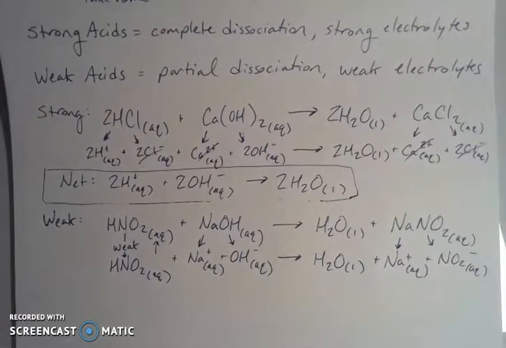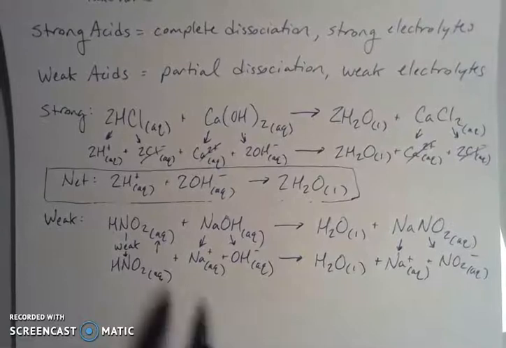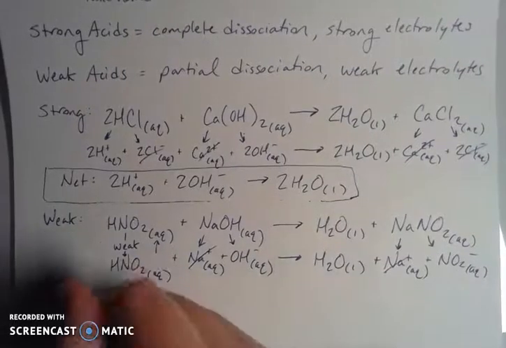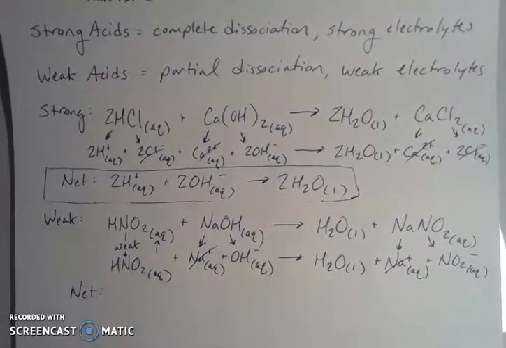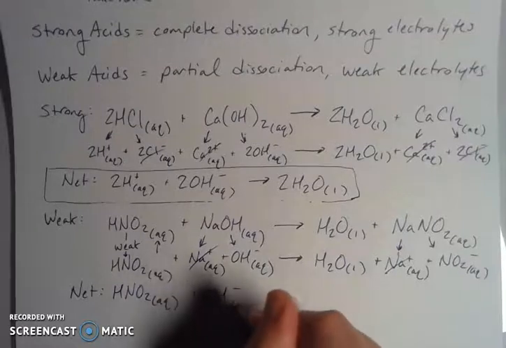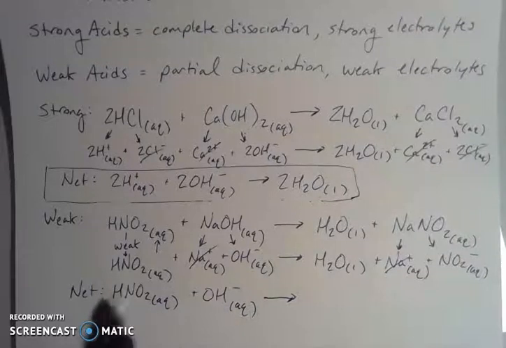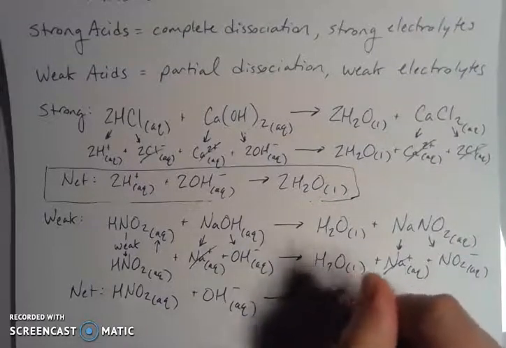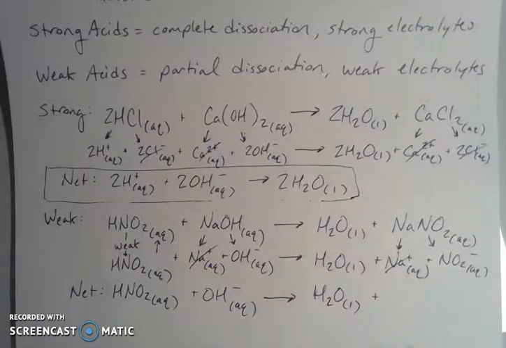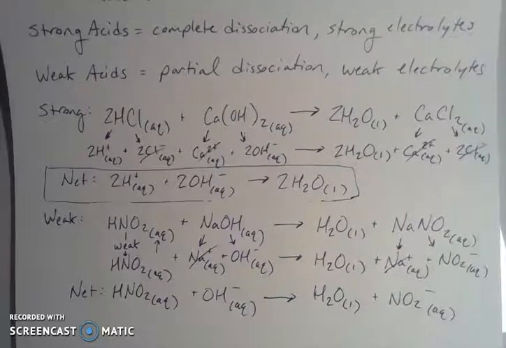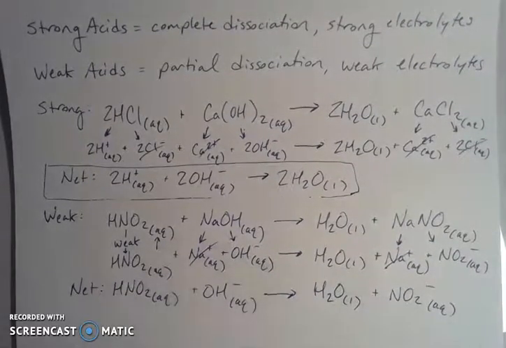All right, now let's look for our spectators. The only thing that's in common on both sides is going to be my sodium ion. So when I get rid of my spectator ions, then my net process is going to look different for the weak, because now I have some of my weak acid present. I have some hydroxide that's still reacting in there with some of that hydrogen. Whatever hydroxide can get its hands on, whatever this hydrogen is going to form some water. And then I'll be left with a nitrite ion as well. So it's messier, is what I'm trying to say.